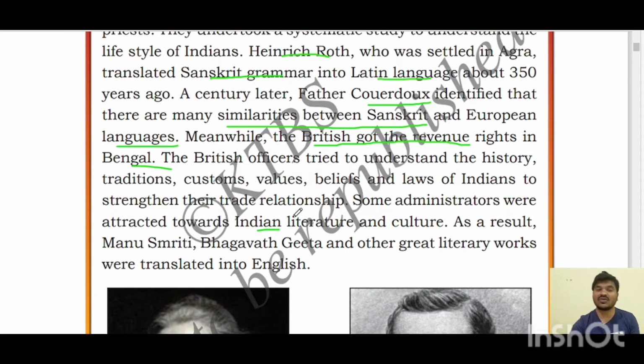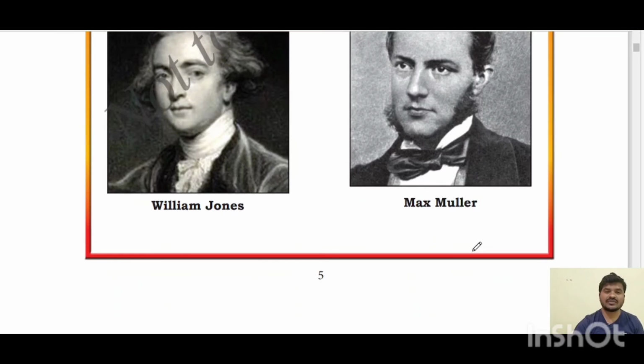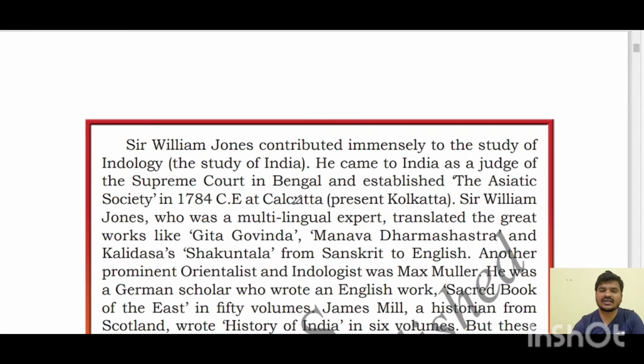And some Britishers got so involved and so impressed with our culture that they went deep into it, and they have written many literary works. For example, Manusmriti and Bhagavad Gita, these great literary works were converted from Sanskrit to English. This William Jones came to India as a judge of the Supreme Court during the British period, and he created the Asiatic Society in 1784 CE at Calcutta. He was very talented. He knew many languages, and he also got impressed with our culture.